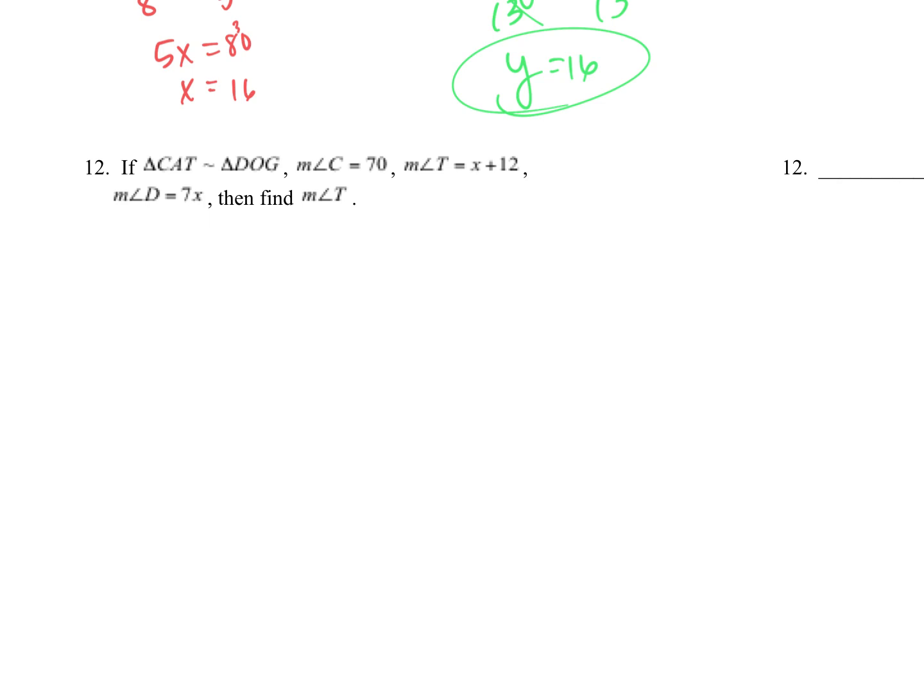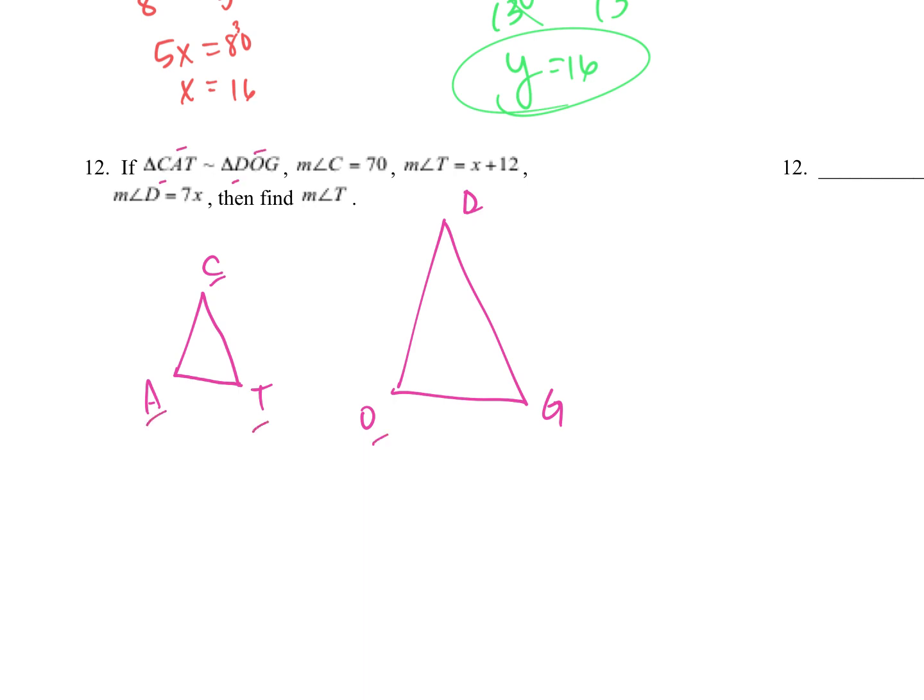All right, Cat Dog, one of my favorite shows of all time from when I was a kid. The triangles are similar. It may help to draw them out. C-A-T, D-O-G, and then C and D go together, A and O, and T and G. So C is 70, and T is x plus 12, and D is 7x. Well, we know C and D are congruent, so 70 equals 7x. Divide by 7, 10 is equal to x.